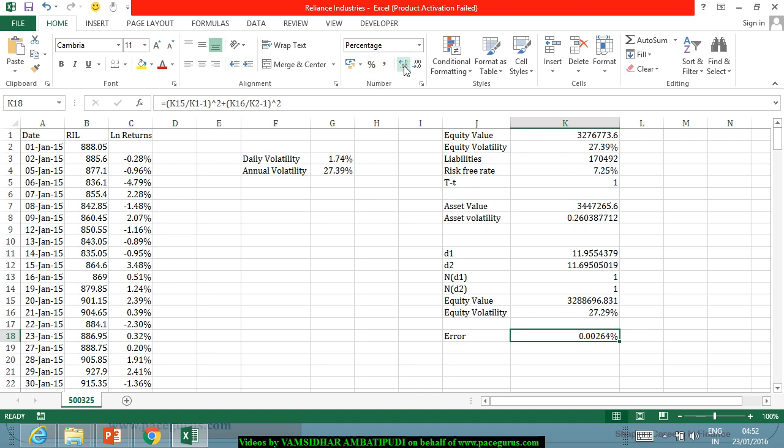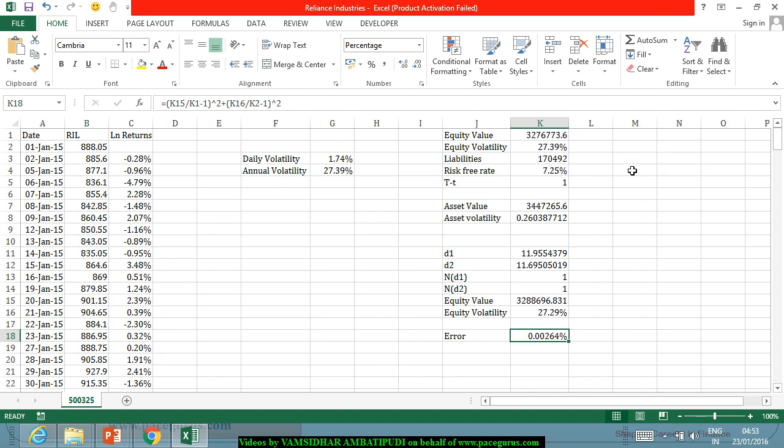So this is the error that is currently existing. What I really want to see is, can I minimize this beyond the limit? Just as a quick recap, we are solving the Black-Scholes equation, right?